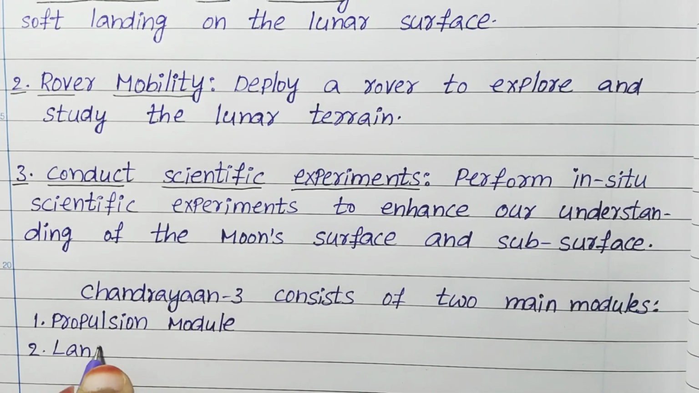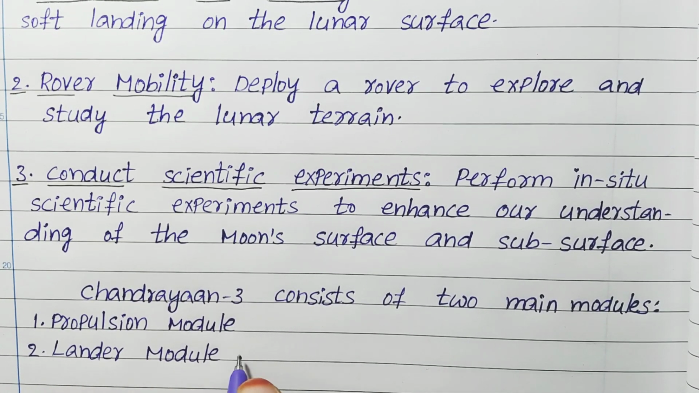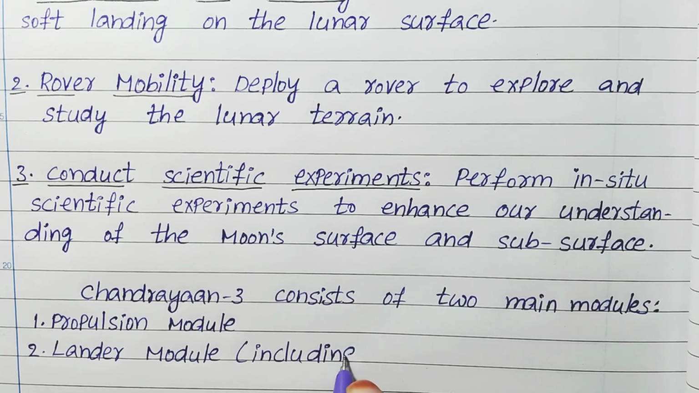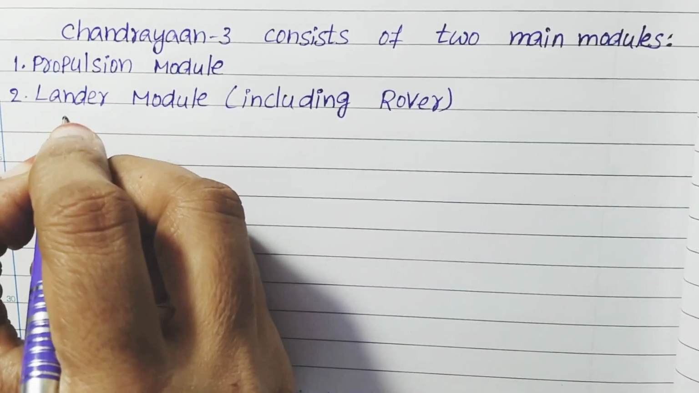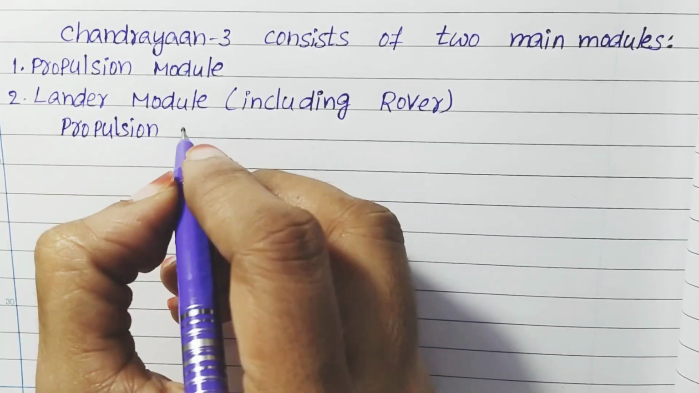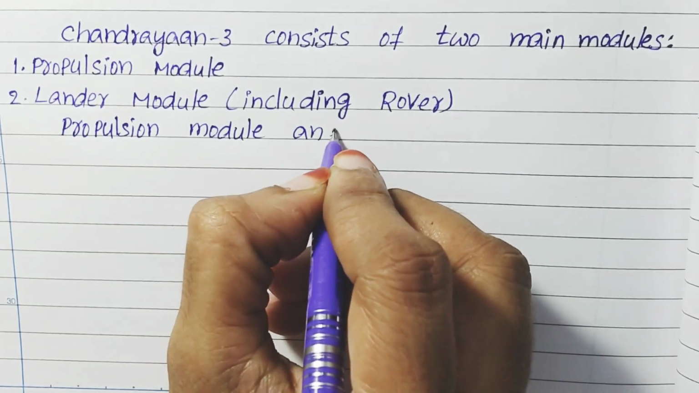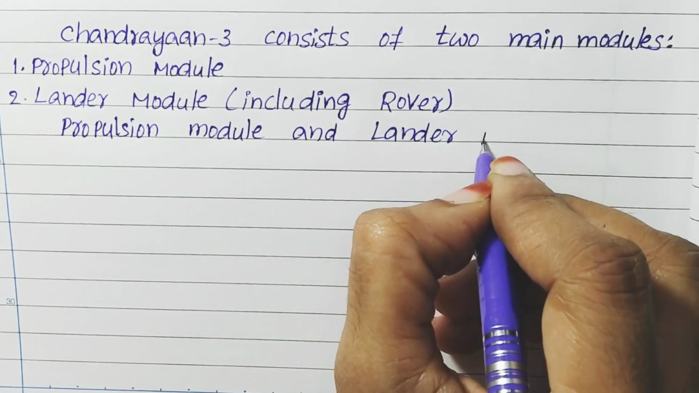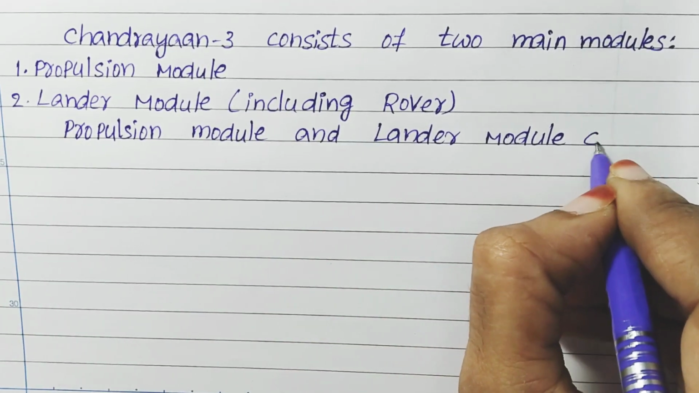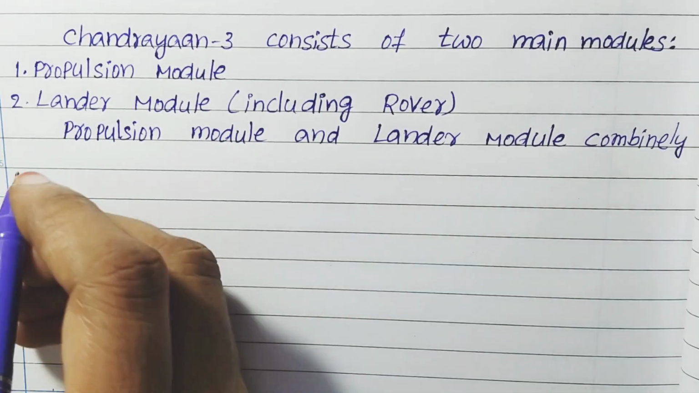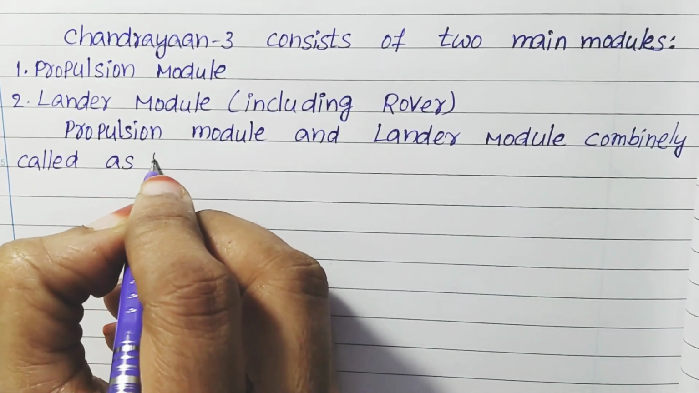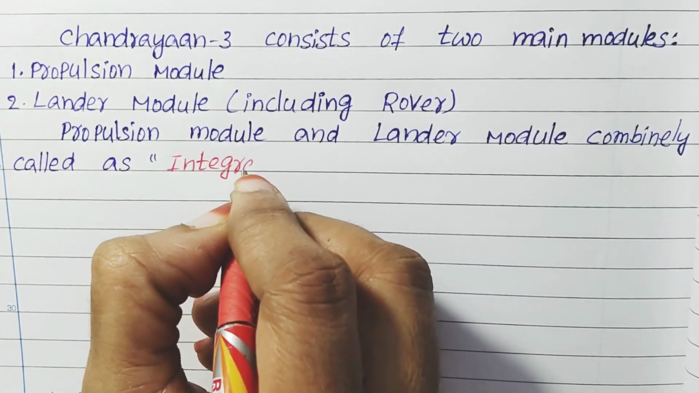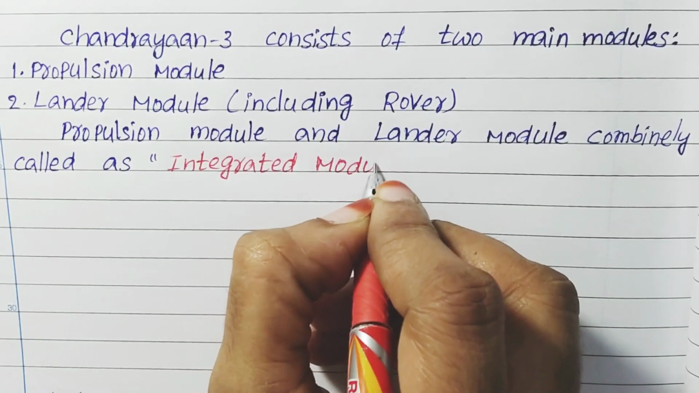Chandrayaan 3 consists of two main modules: propulsion module, lander module including rover. Propulsion module and lander module combinedly called as integrated module.